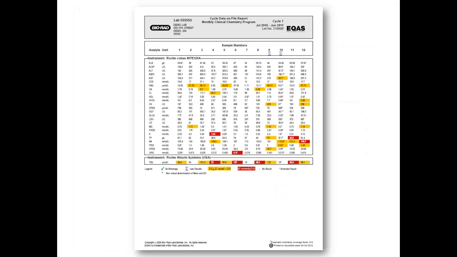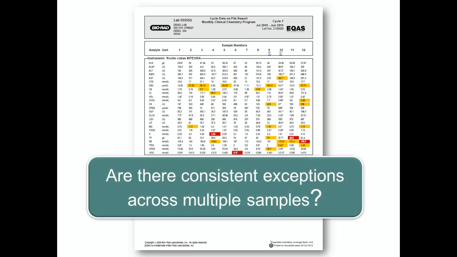Next, review the data on file report. This report is similar to the sample report's data on file report, but the end-of-cycle report will reflect the recalculated statistics with late and amended results included in the dataset. Due to this recalculation, your evaluation might be different from the sample statistics. Review the cycle data on file report and look for any consistent exceptions across multiple samples. This could indicate a systematic problem. It could also be due to incorrect configuration of the test and will lead to incorrect comparison.